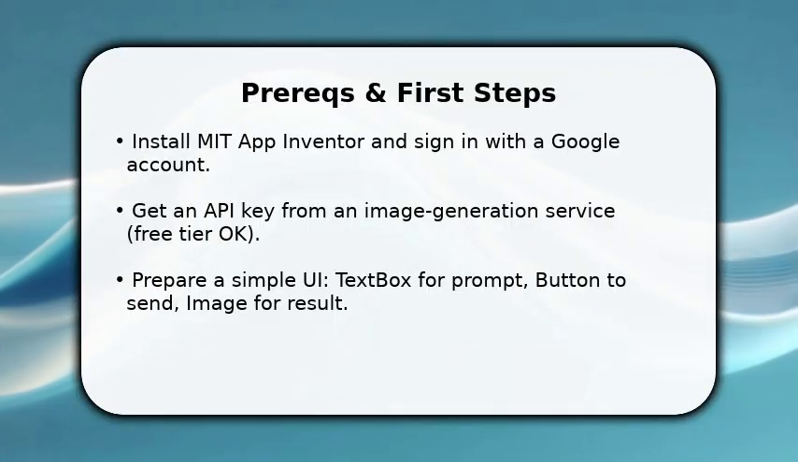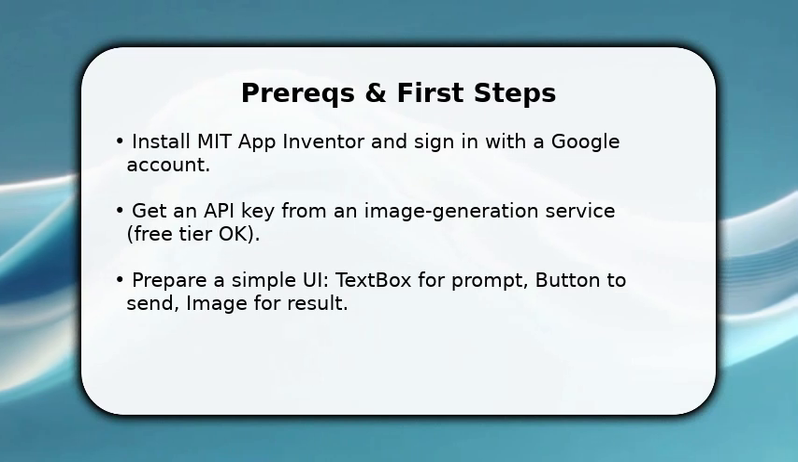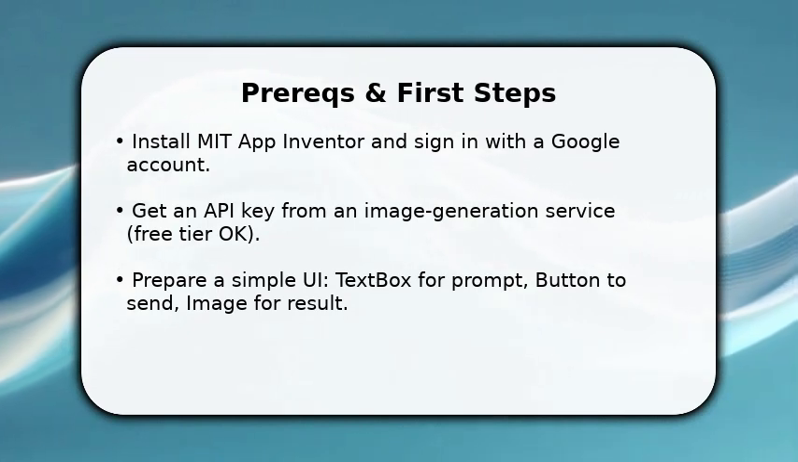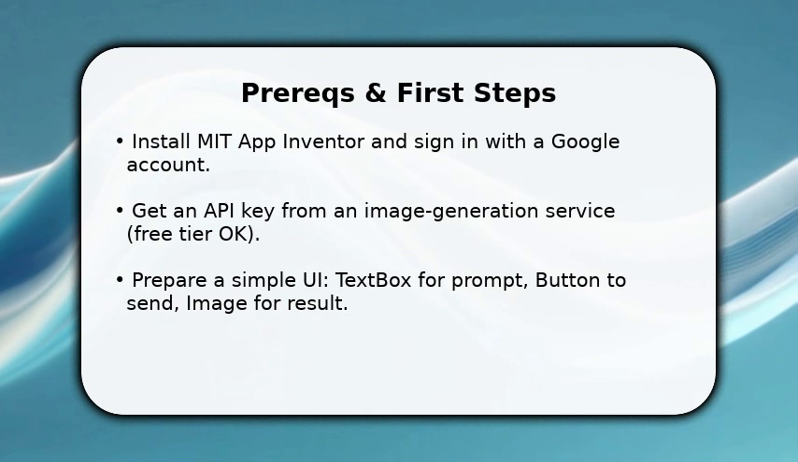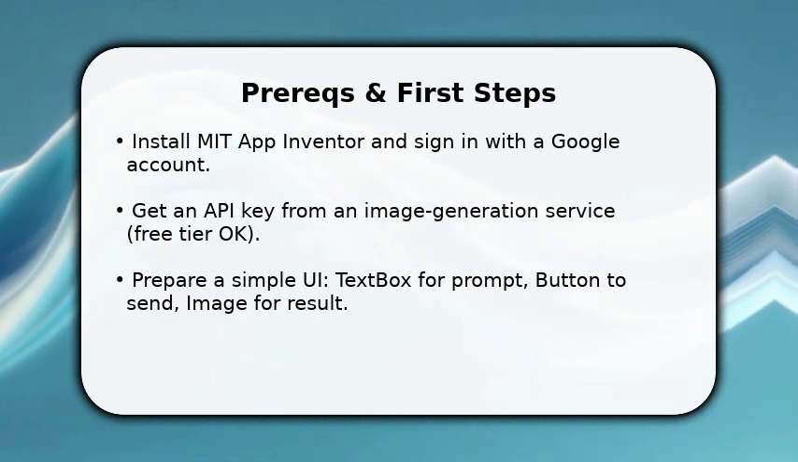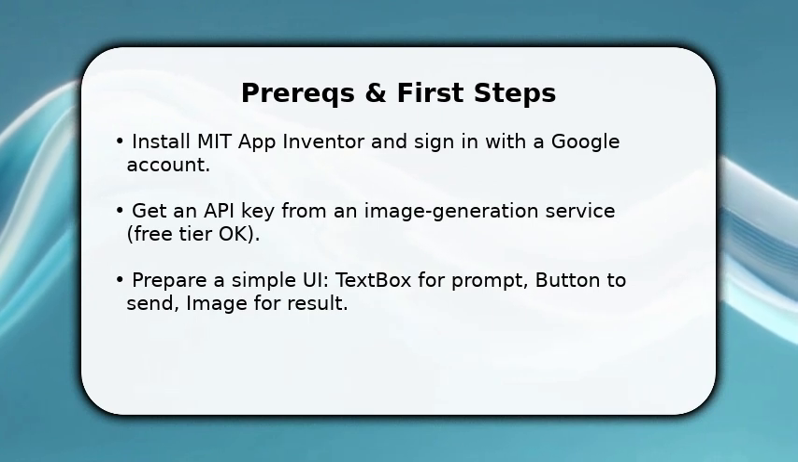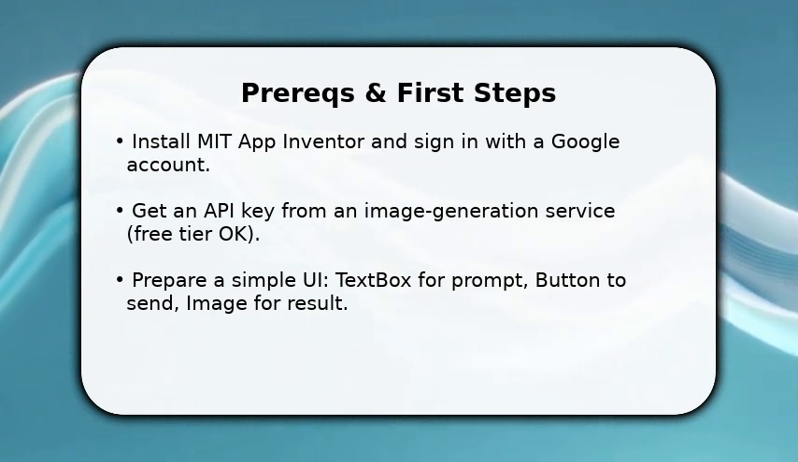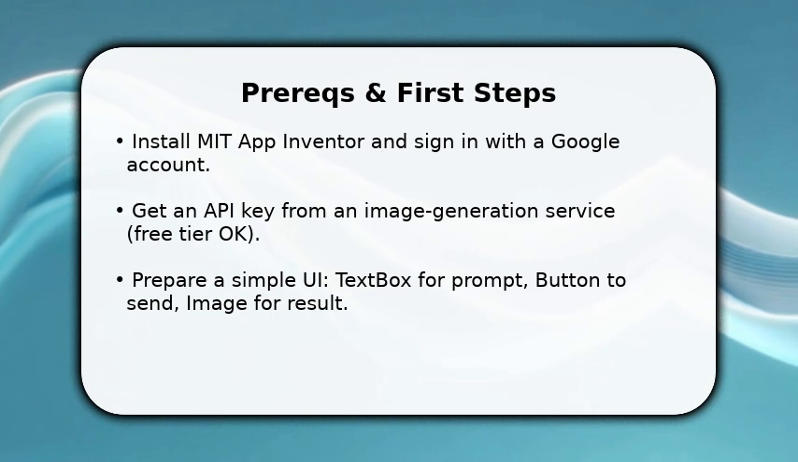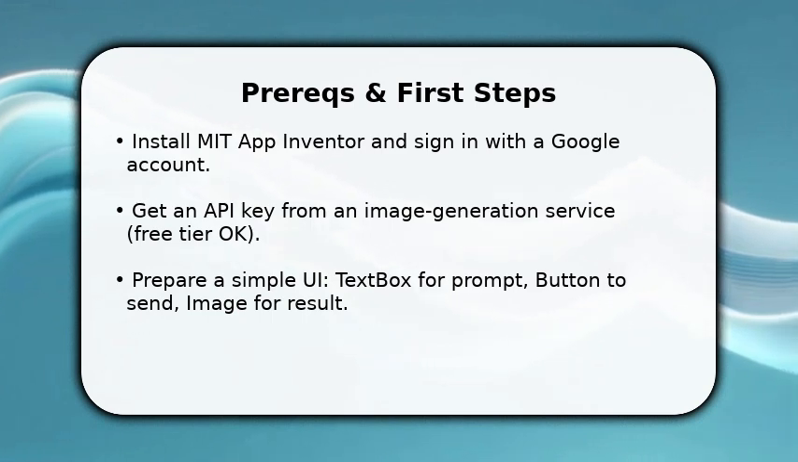You start by confirming prerequisites. MIT App Inventor ready, a valid image generation API key, and basic UI components. Open a new project and place a text box labeled Prompt, a button labeled Generate, and an image component. Once done, add a web component and set its URL later to the API endpoint.